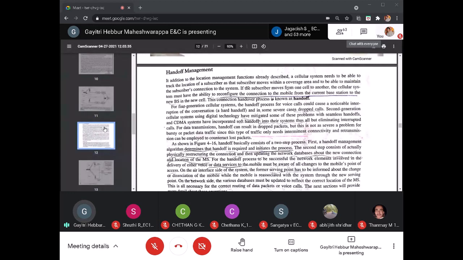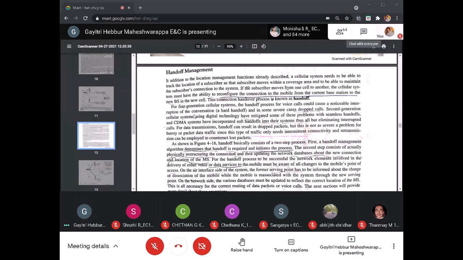And the second generation cellular systems, we know, use digital technology. To solve this problem with seamless handoff, CDMA incorporates soft handoffs into its systems. But while eliminating interrupted calls, for data transmission, handoff can result in dropped packets. So in the second generation cellular system, it is not restricted to voice calls, also data transmission. But for voice calls, it was a soft handoff.